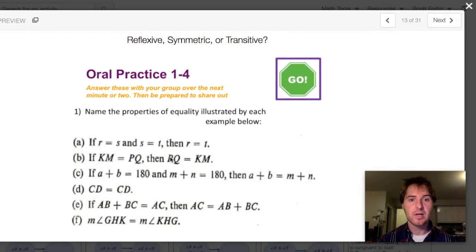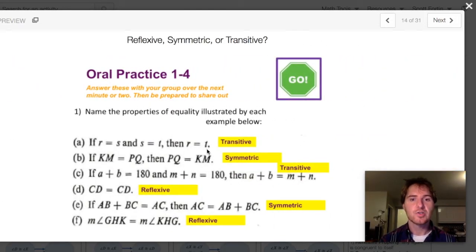This one looks like symmetric, huh? Let's get the answers down. We'll just talk about them here. So I got the answers right there. Transitive right here, symmetric right here. Yes, transitive here. It's a little bit tougher here.